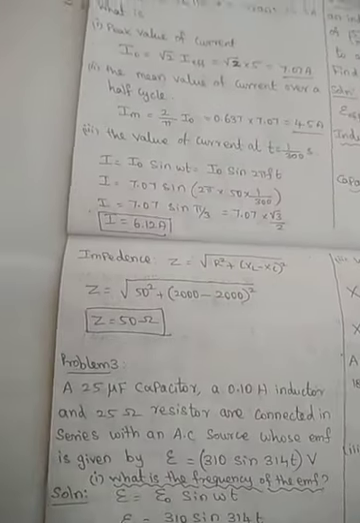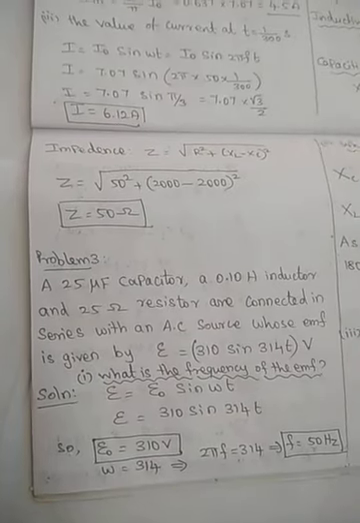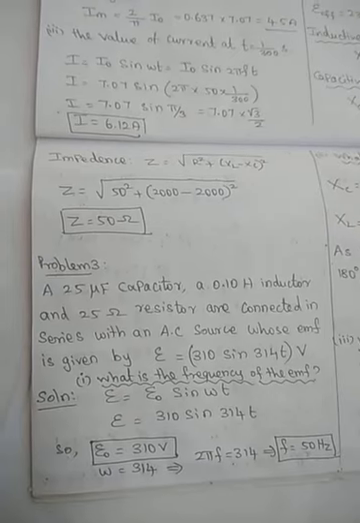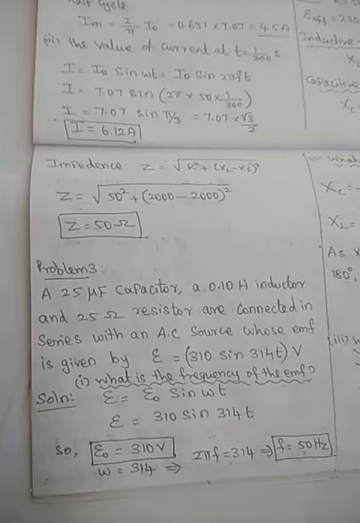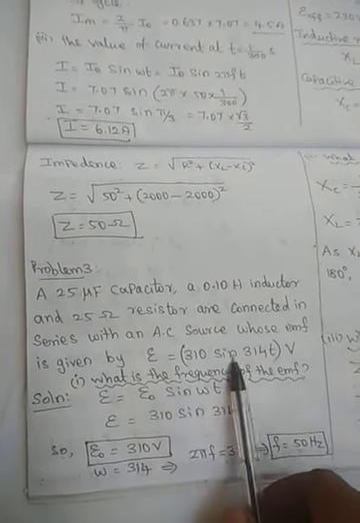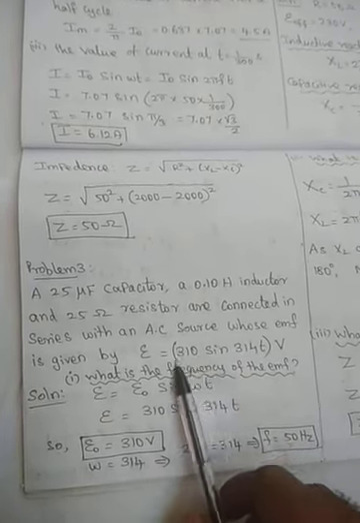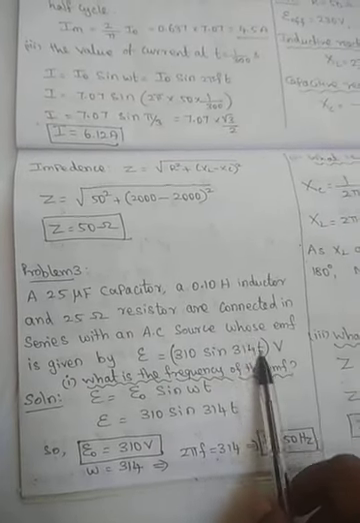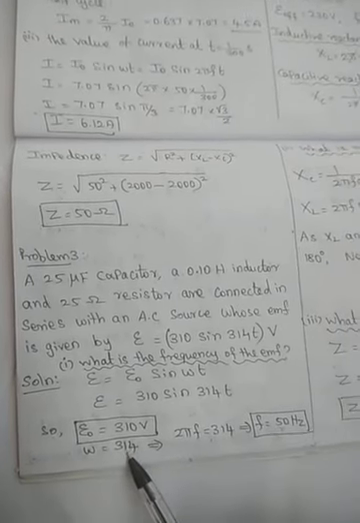Okay. The next problem. A 25 microfarad capacitor, a 0.10 Henry inductor and a 25 ohm resistor are connected in series with an AC source of EMF. The EMF equation is given as E is equal to E naught sin omega t. Comparing, the E naught value, the amplitude of the EMF, is 310 and the angular frequency value is 314. So the angular frequency is equal to 314.